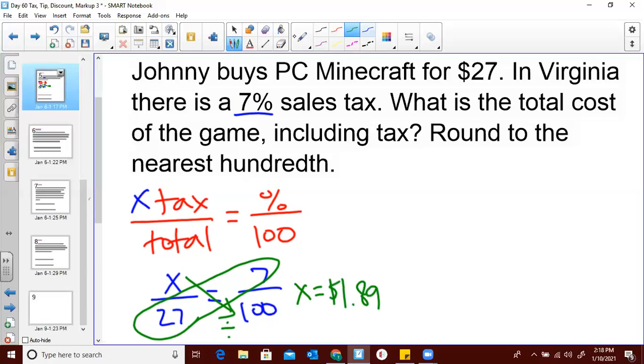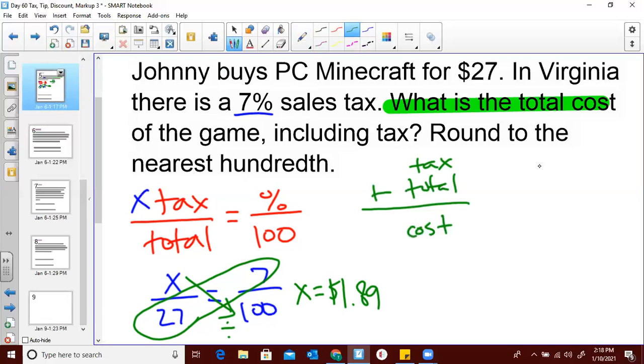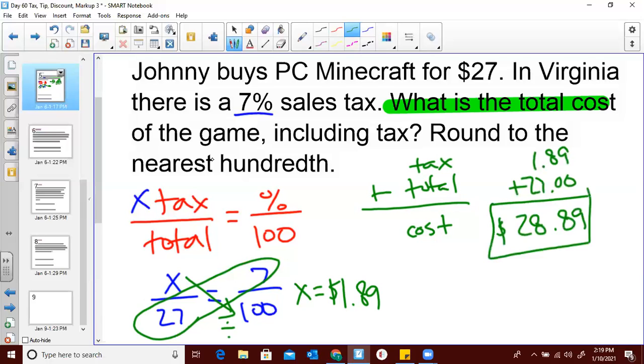All right, well, let's look at what the question is actually asking us. It says, what is the total cost? Well, we know that total cost is going to be our tax plus our initial total, right? So let's just do that. $1.89 plus $27. And you'll see that our total is just going to be $28.89. And that is our total cost, including tax.